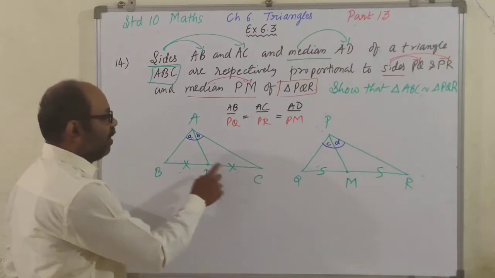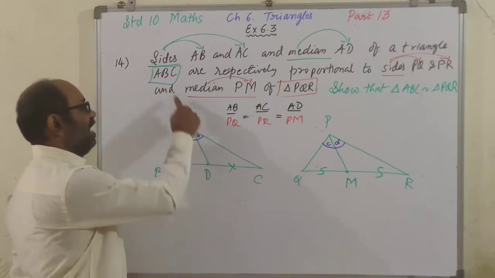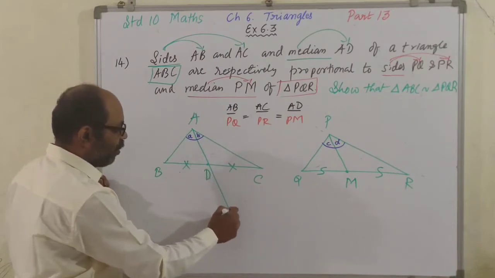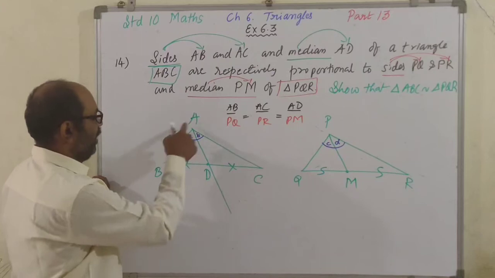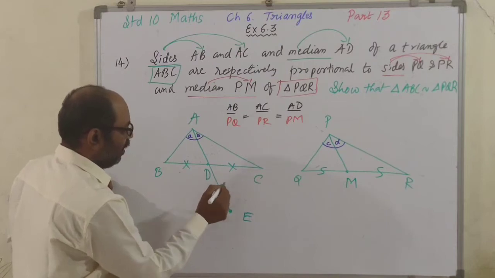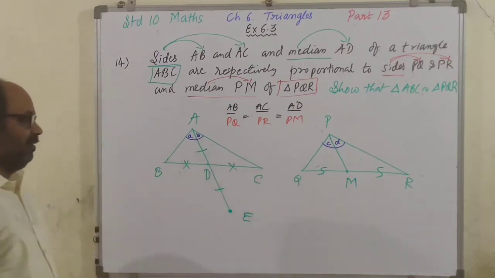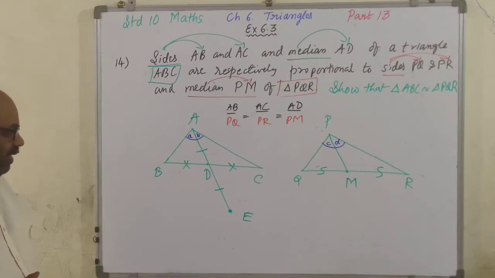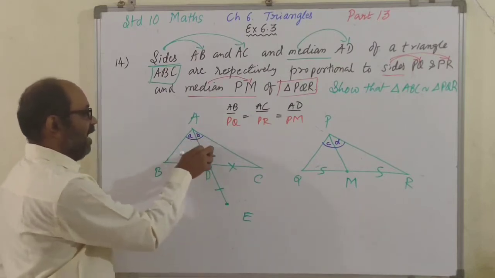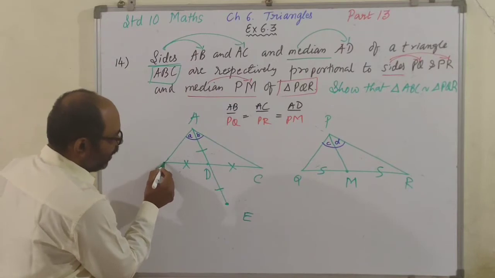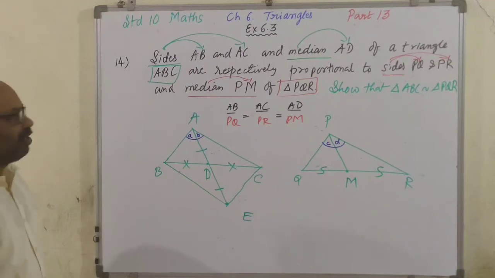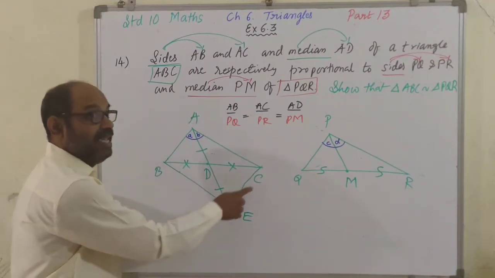Can you see these two parts are equal, and from D one line is passing. I'm going to produce AD and take a point E such that DE equals AD. I'm producing AD to E such that AD equals DE. Now I join BE and CE. So I got quadrilateral ABEC.